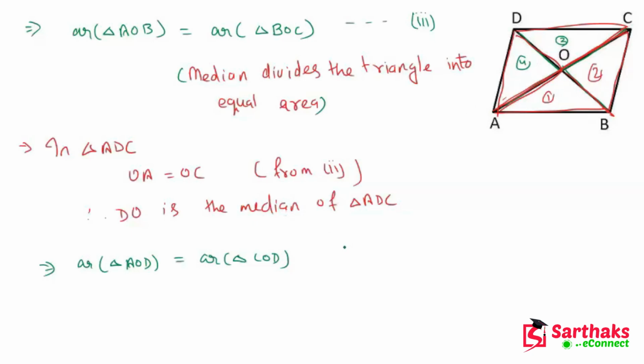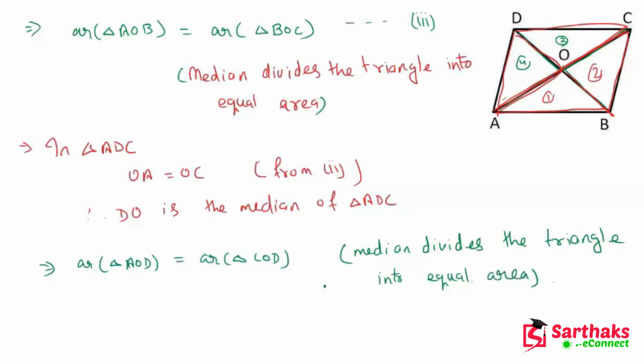The reason is the same as in the previous one: median divides the triangle into equal area. And let's suppose this is equation number 4.